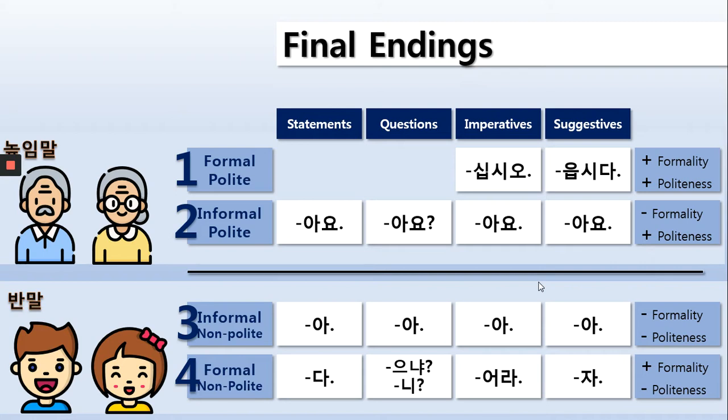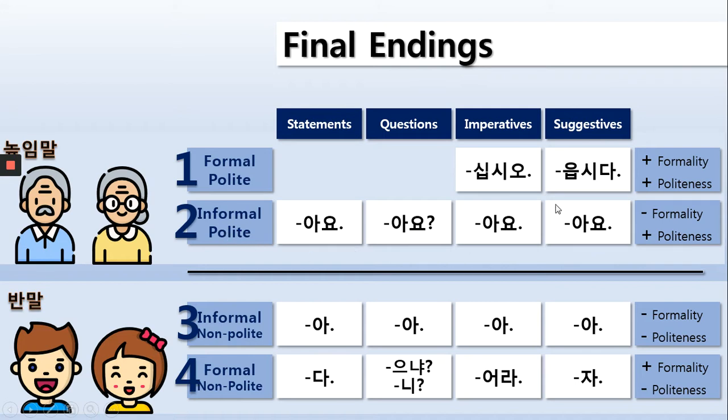Okay, so in final endings, we have four types of final endings, as you see, and what we first learned was number two, informal polite. So we have three forms. Do you remember? The basic three forms are 아요, 어요, 해요. When the root verbs end with a bright vowel, o and a, we put 아요. When the root verb ends with a dark vowel, we use 어요. And when the root verb ends with 하다, we put 해요, right? So these are informal polite.